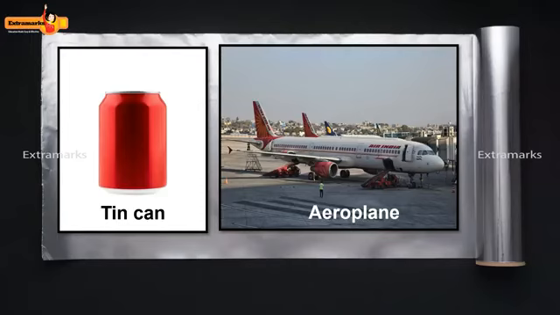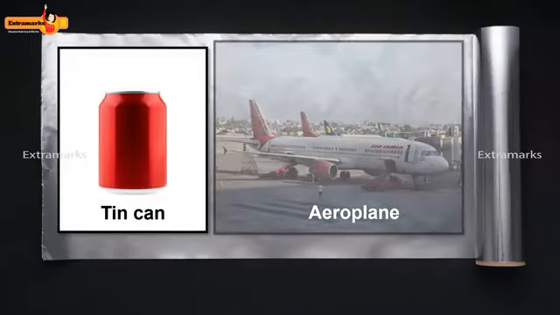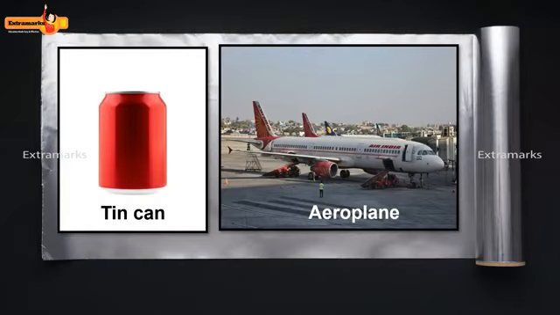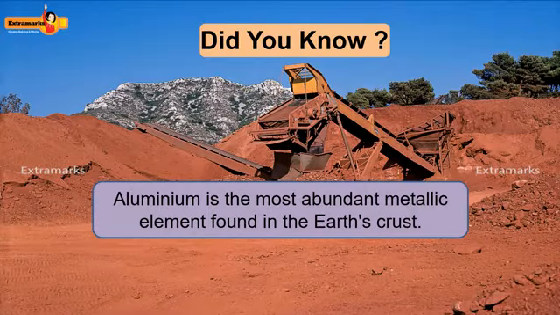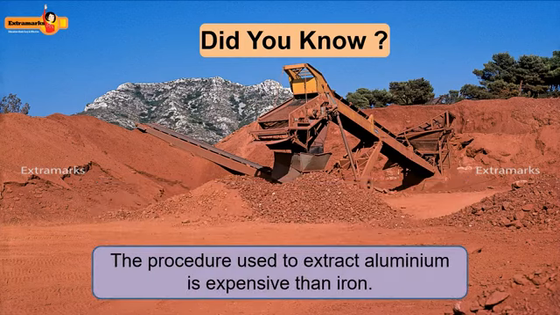From common products like a soft drink can to planes flying in the sky, aluminium is one of the most useful materials known to mankind. Do you know that aluminium is the most abundant metallic element found in the Earth's crust? However, the procedure used to extract aluminium is quite expensive in comparison to metals like iron.